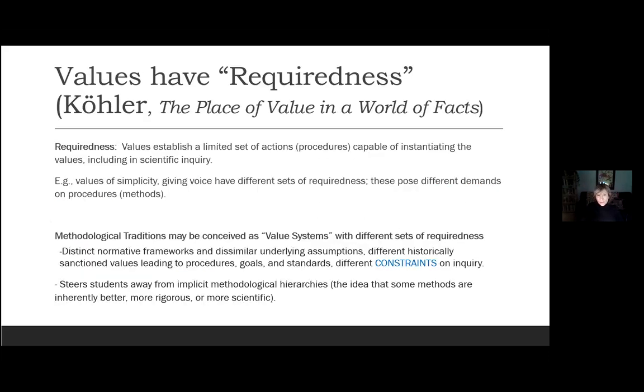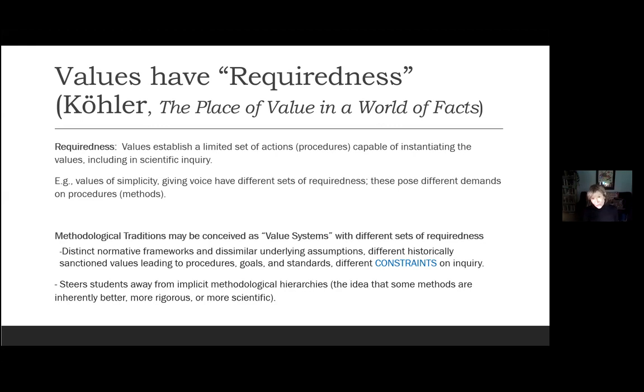An important concept that Kurler introduces is that values are associated with requiredness. They establish a limited set of actions, we could say procedures, capable of instantiating the values in any kind of inquiry. So for example, a value of simplicity of account and a value of giving voice, belonging perhaps to different value categories, have different sets of requiredness. Those different sets of requiredness pose different demands on the inquiry, on the methods, on the procedures.